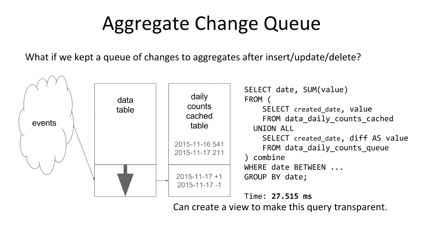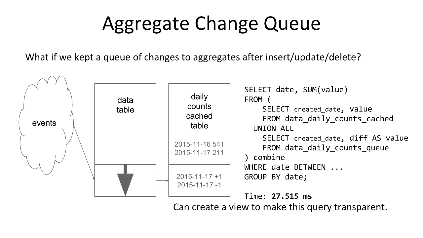But we have this queue now, and we want to have a real-time view of the data. So what we need to do is combine the state that is in the materialized table with the changes that are pending in the queue.